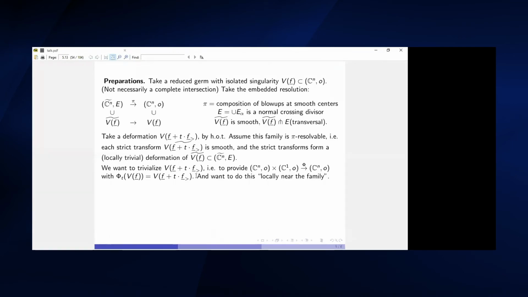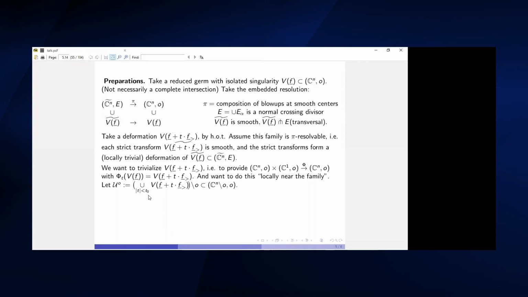Well, and we want to do this locally near the family. We do not want to perturb the whole space Cn. We want to shift the points only near our family. Well, let's start with the full space, the space of the family. It is the union of all the members, as t is small. t0 is some fixed small number.